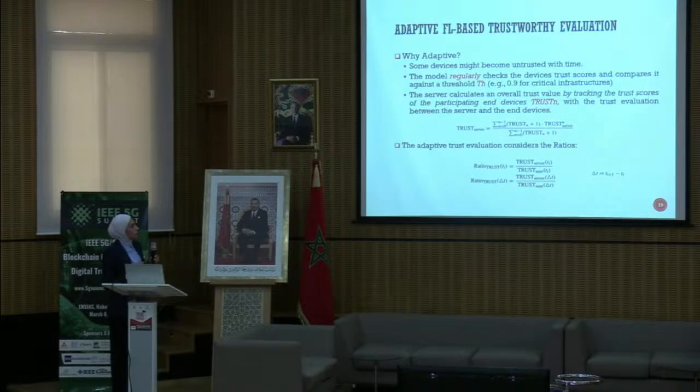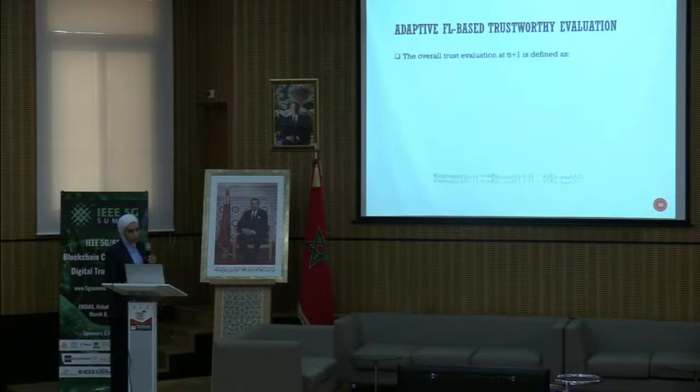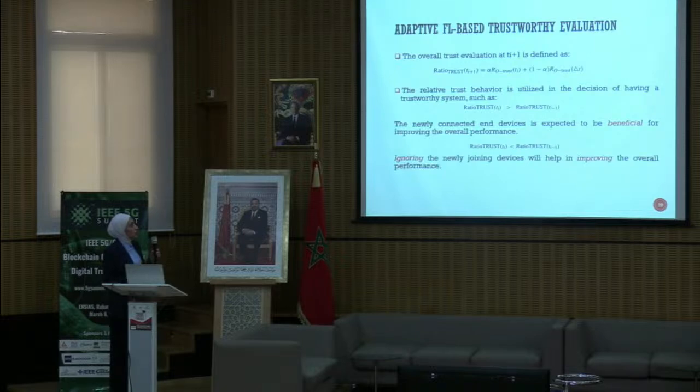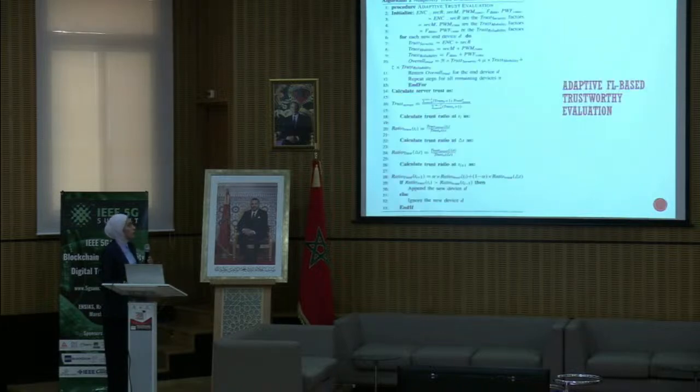Since it regularly checks these trust scores, of course, this is adaptive, and it can adapt the devices appended to the blockchain. Let's say a newly connected device is trying to become part of this network. This system will check the trust of this device. If it's more than the previous trust, we can tell that the newly connected device is beneficial for improving the overall performance. But if it's less than the previous one, then ignoring this device will be beneficial for improving the overall performance. Yeah, I will skip this because it's almost the same formulas.